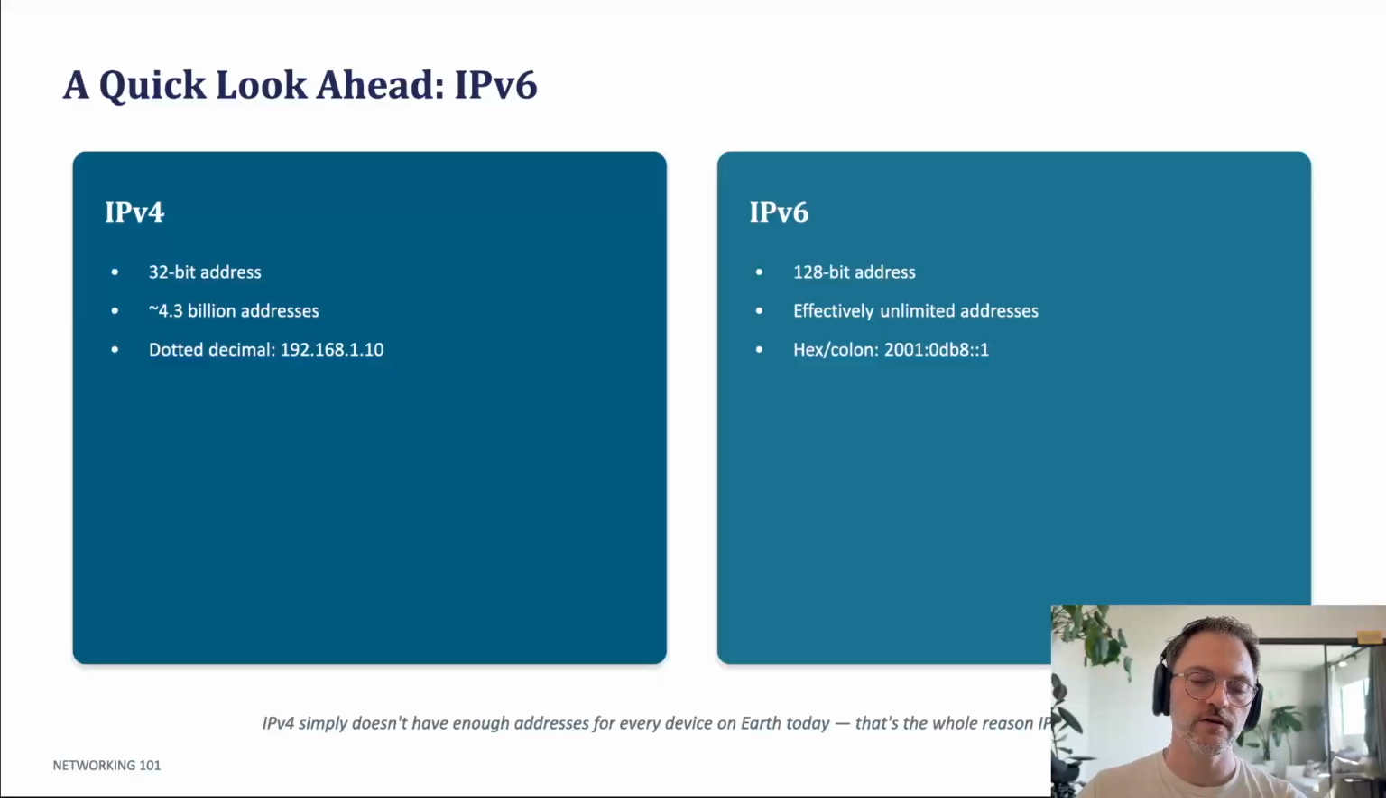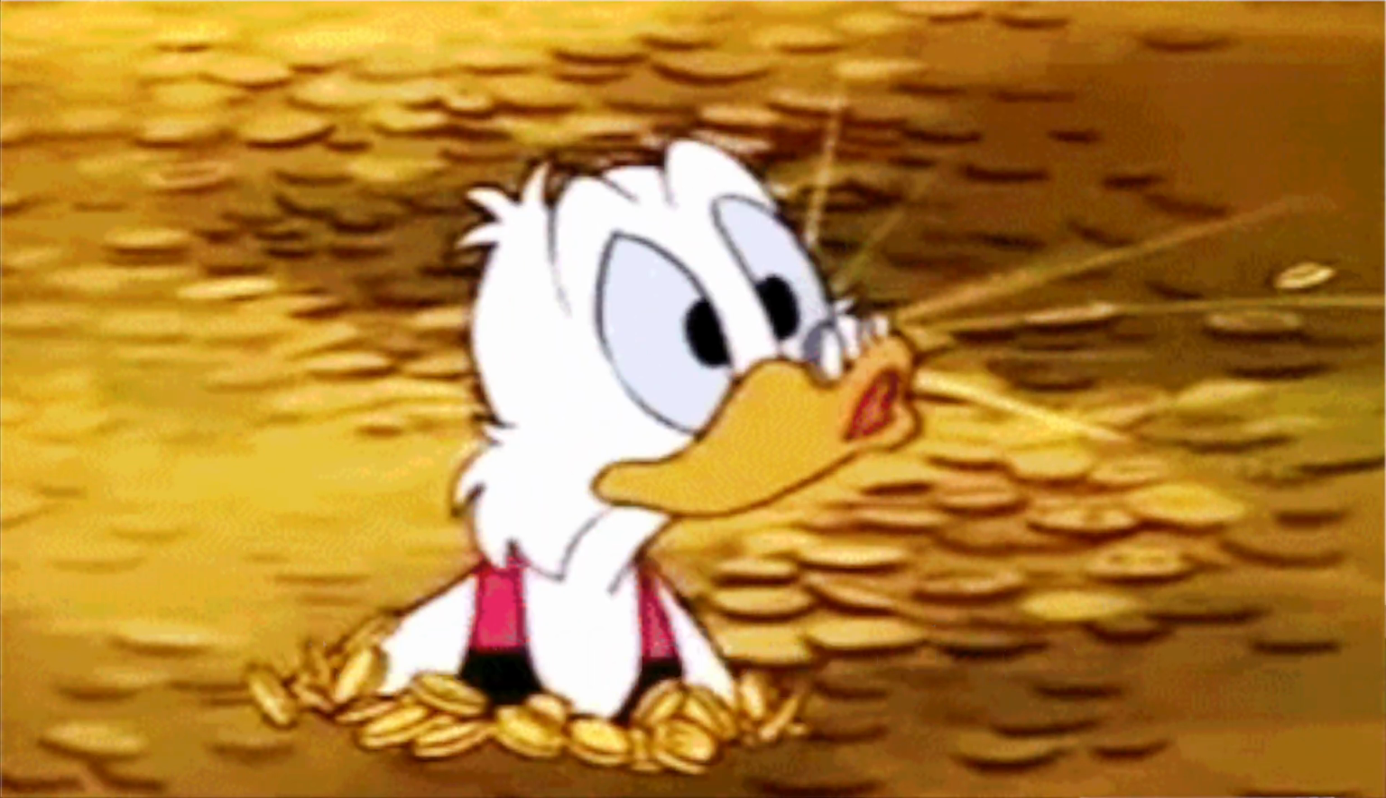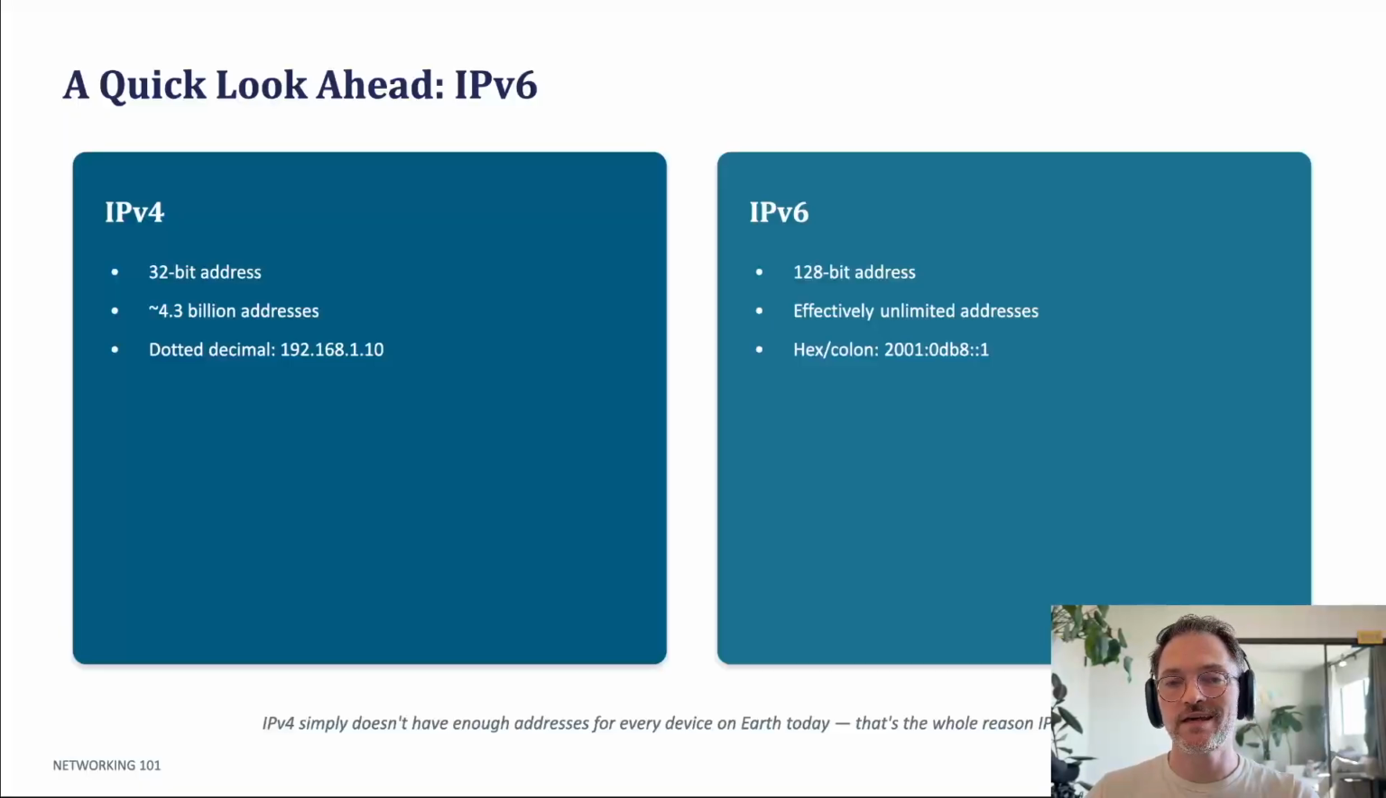IPv4, as I've said earlier, is expressed in dotted decimal. IPv6 is 128-bit addresses. It's effectively unlimited addresses. We could all be swimming in a vault of IPv6 addresses like Scrooge McDuck if we wanted to. And it's expressed in hexadecimal as well as separated by colons.